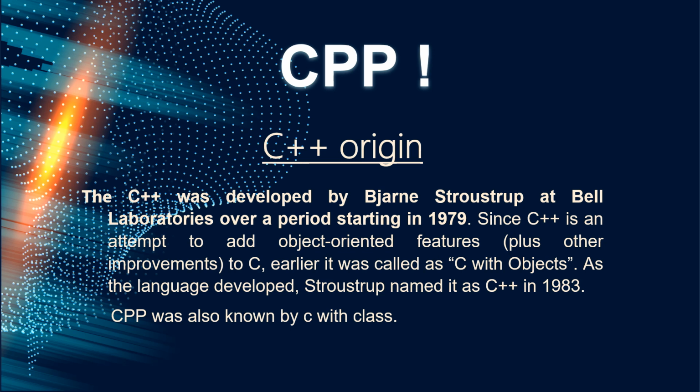Now, as per our content, firstly we will discuss the origin of C++. C++ was developed by Bjarne Stroustrup at Bell Laboratories over a period starting in 1979. C++ is an attempt to add object-oriented features plus other improvements to C. Earlier it was called C with Objects. As the language developed, it was named C++ in 1983. C++ was also known as C with Classes.